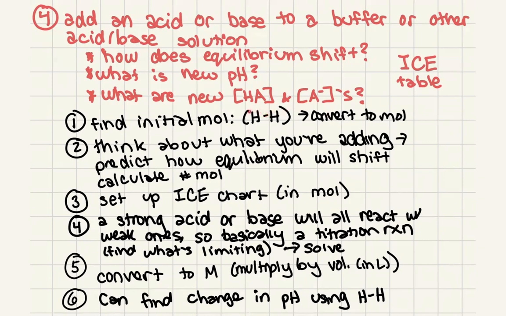To start, change things into moles. I'll show you a different way later, but basically the easiest thing to think about is to convert it into your initial number of moles using that Henderson-Hasselbalch equation. If you know what the original pH is, you can figure out how much of each of the conjugate acid and conjugate base are in your initial mixture. Or if you were just told what's in there and it wasn't pH adjusted at the beginning, then you could just figure out the initial number of moles. Now you want to think about what you're adding and predict how the equilibrium will shift.